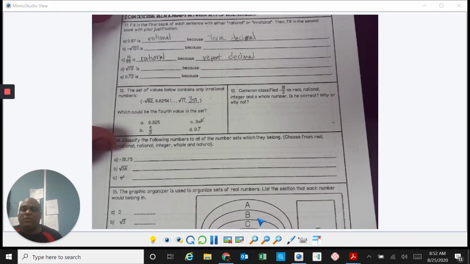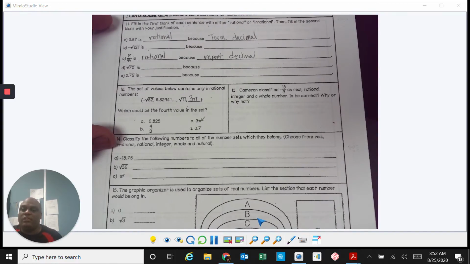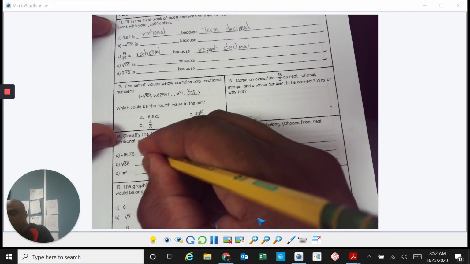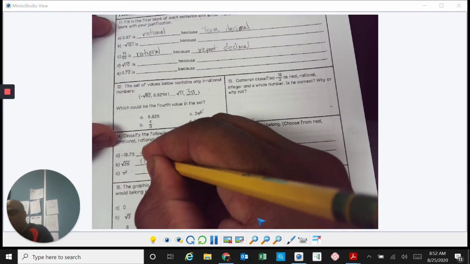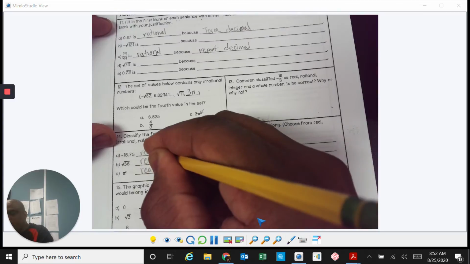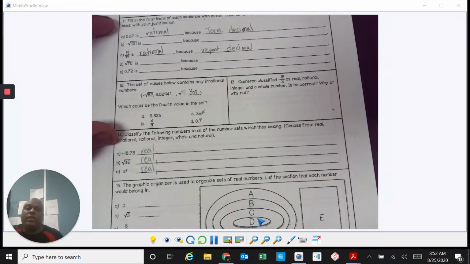Now 14 is listing more, right? So you have to list every category that it can belong in, from the lowest to the highest. Remember, all numbers are real numbers. All numbers are real numbers, right? And you can just go down the list and classify it.